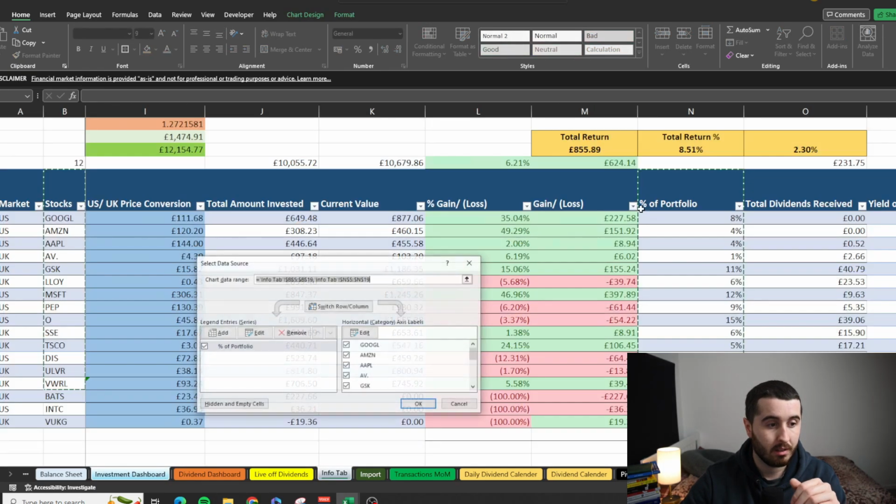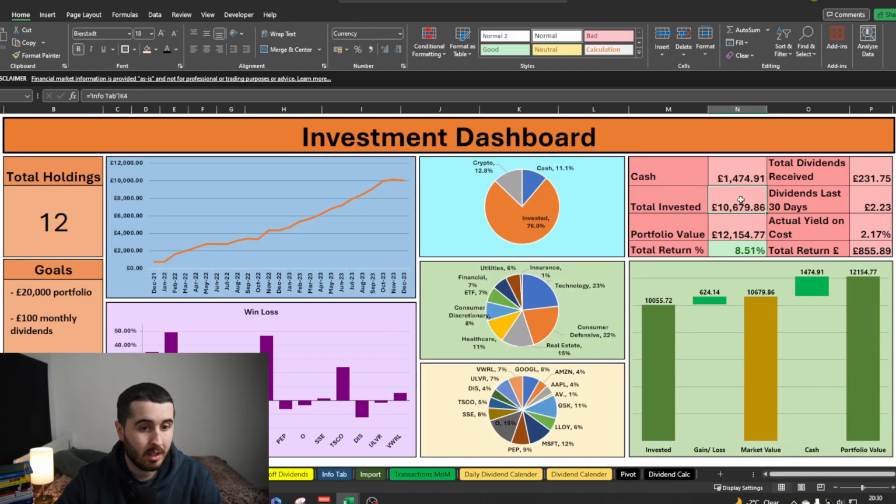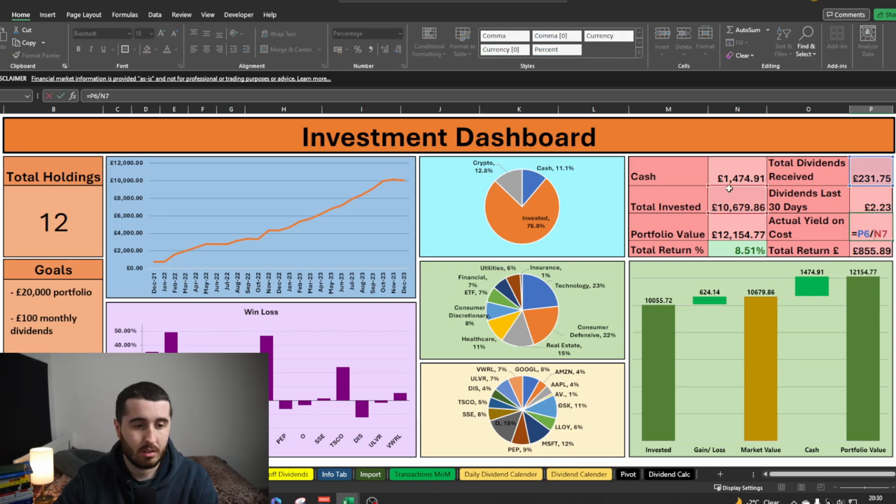This one here is just a basic graph. So I'm just selecting stocks and I'm selecting the percentages, and that gives us this graph here. These are basically looking at the information tab. So this is just a cash position, what's invested, the portfolio value, the return, the dividends received. Again, looking at the info tabs, that's looking at the import. Again, that's just calculation on the import page. You don't have to worry about that. Dividend yield, it's just calculated here. Total return, again, on the info tab.